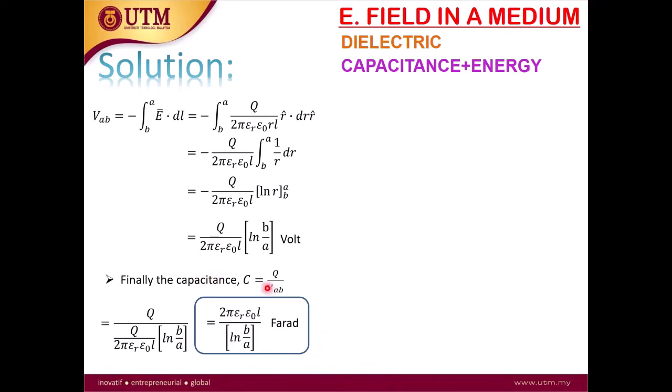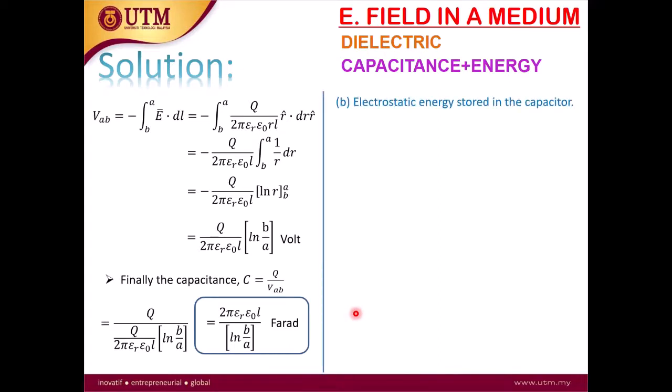From the solution, it is clearly shown that our capacitance value is independent of the charge or potential or whatever electrical parameter. The capacitance only depends on the physical properties of your capacitor, which are the length, the radius, and also the material property, which is epsilon.